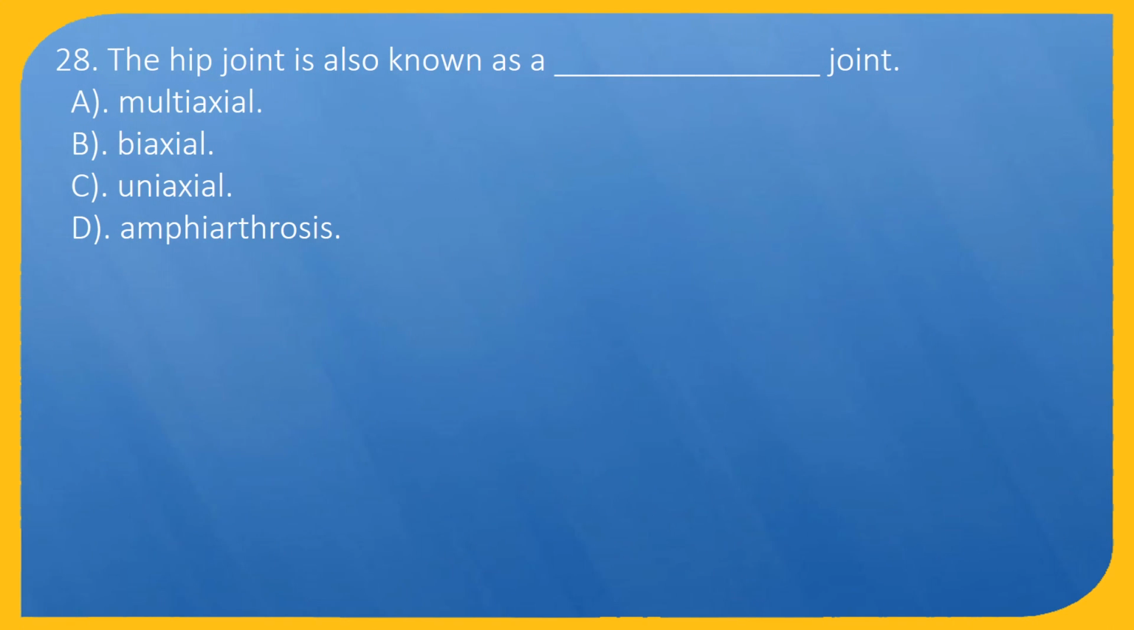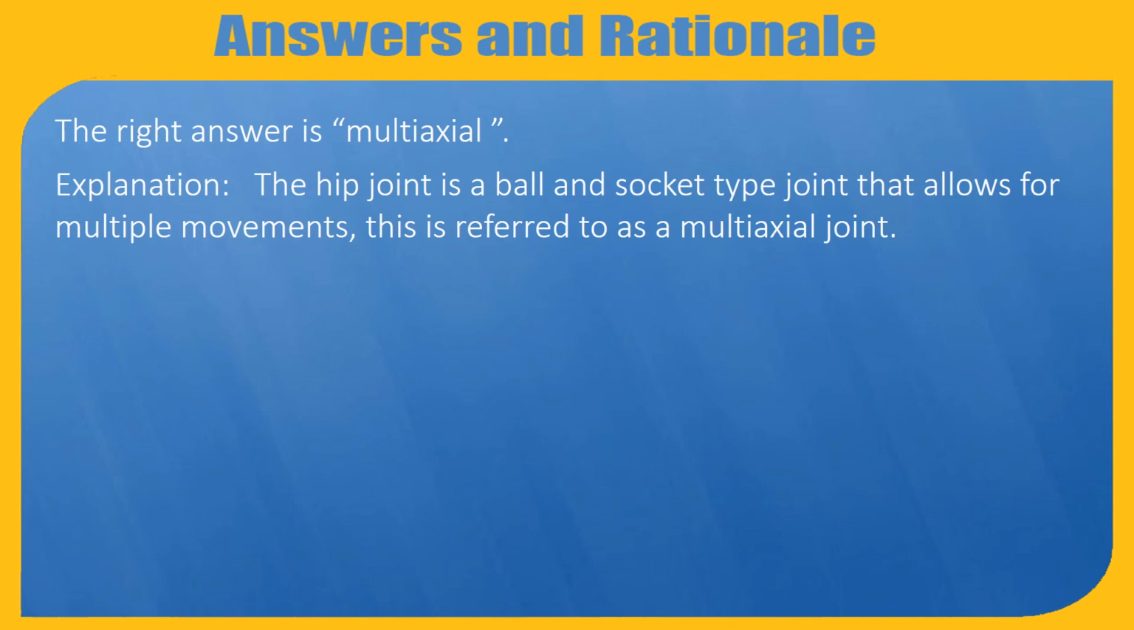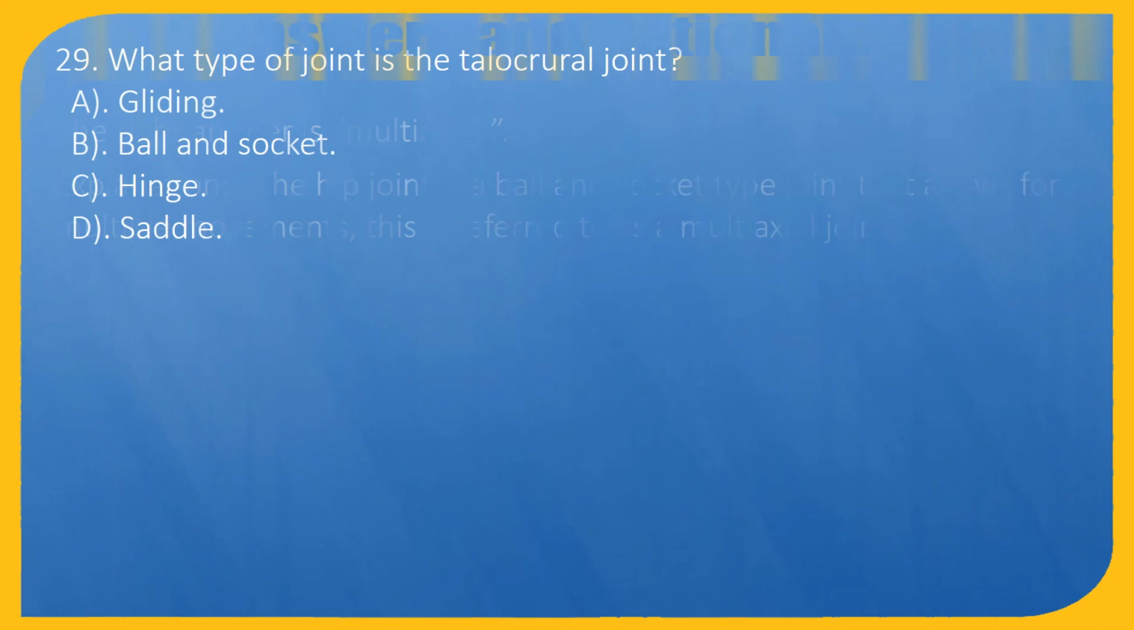Question 28. The hip joint is also known as an underscore joint. A. Multiaxial. B. Biaxial. C. Uniaxial. D. Amphiarthrosis. The right answer is multiaxial. Explanation: the hip joint is a ball and socket type joint that allows for multiple movements. This is referred to as a multiaxial joint. Question 29. What type of joint is the talocrural joint?